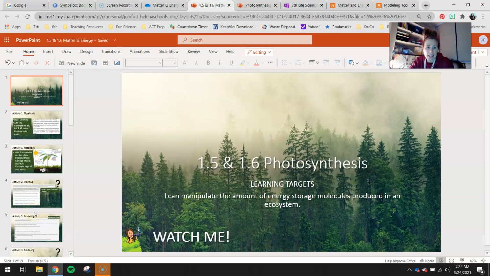Hey, 7th graders. Today's lesson is 1.5 and 1.6, matter and energy, and we're going to be doing our last little focus on photosynthesis in this unit. So your goal for today will be to manipulate the amount of energy storage molecules produced in an ecosystem. So if I told you to reduce the amount of energy storage molecules in an ecosystem, you would know how to manipulate the factors of photosynthesis in those producers.